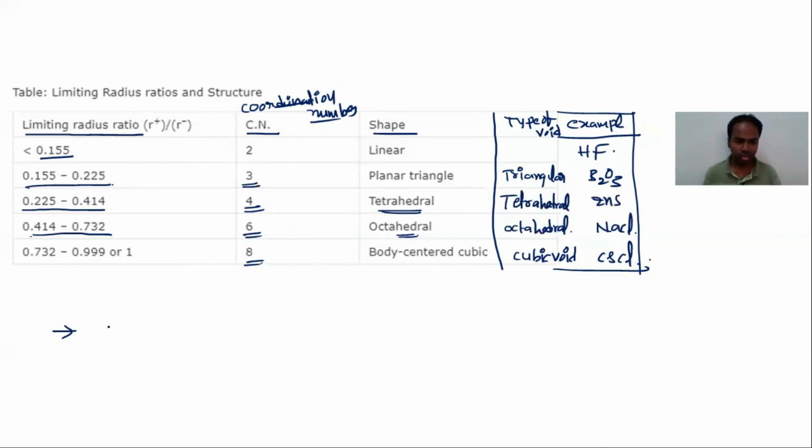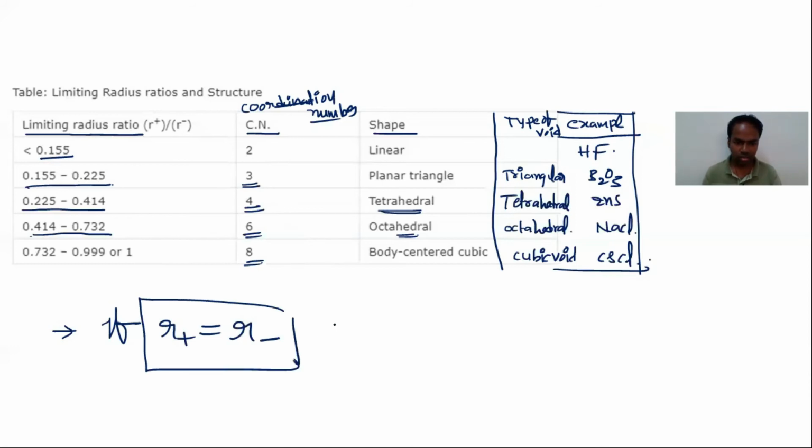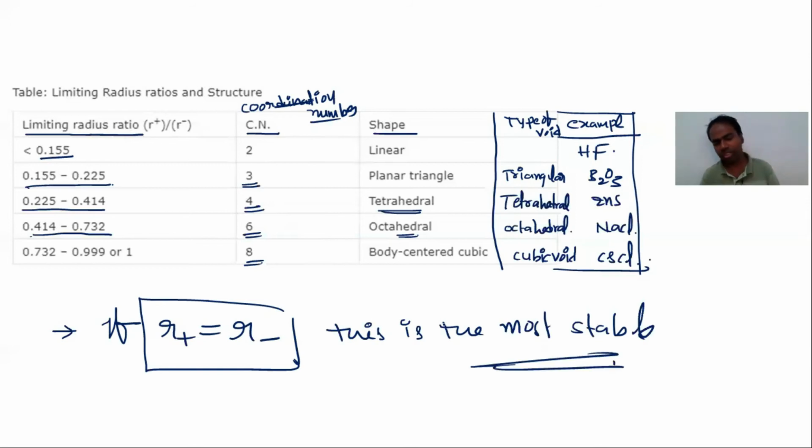So among all these radius, among all these shapes or voids, which one is the most stable arrangement? So for a void, if R plus is equal to R minus, then that is the most stable arrangement. So obviously among these, body centered cubic, cesium chloride or cubic void is the most stable void or most stable arrangement. So this is the relation between geometry of the ionic crystal and the radius ratio.